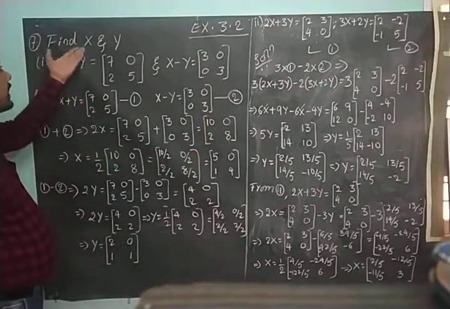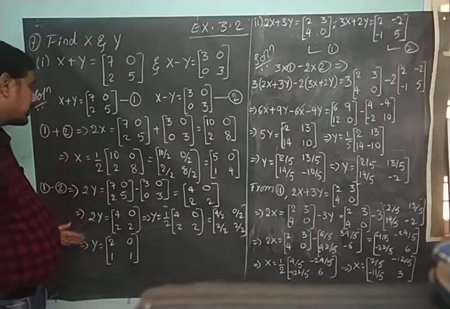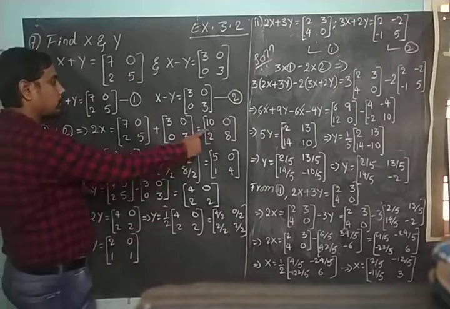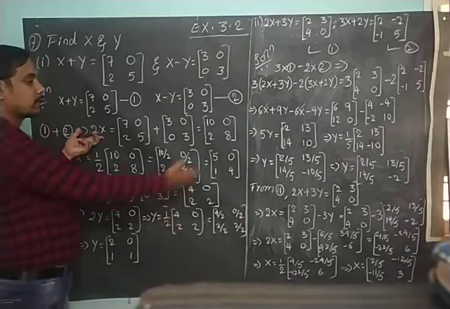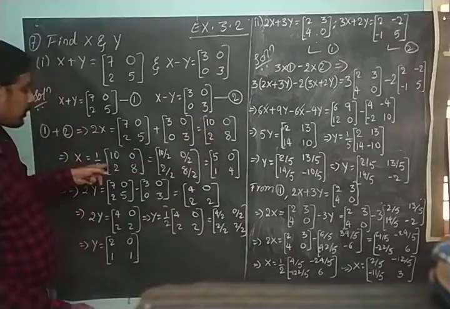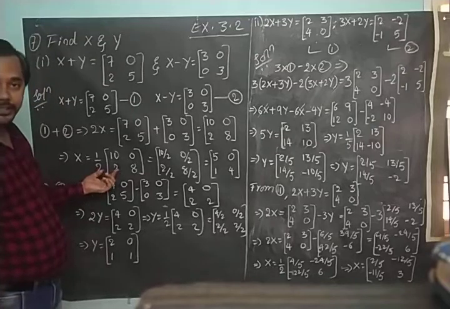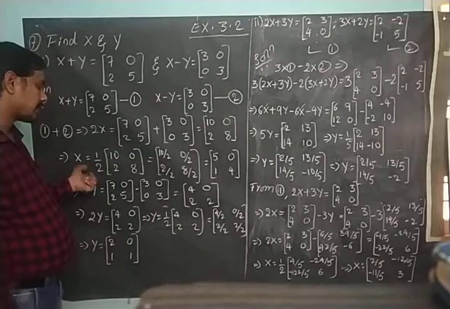What do we need? We need x. We have 2x, we need x. So if you shift 2 to the other side, what will be the value of x? X I can write as 1 upon 2 into [10 0; 2 8]. Now what is this? This is scalar multiplication of matrices, right? 1 upon 2 is a scalar.